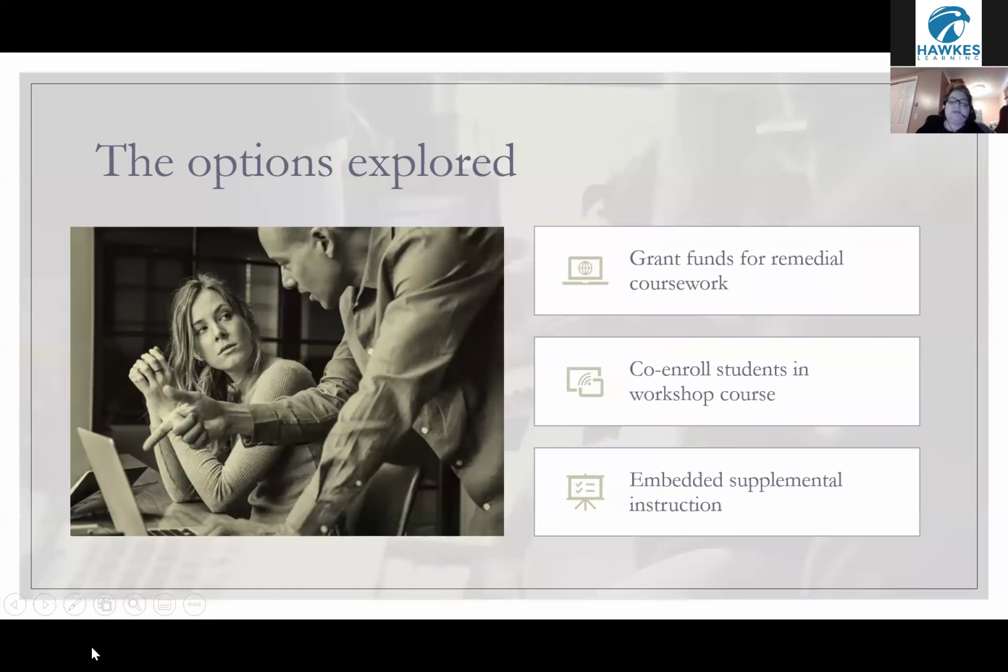So the options that ended up being explored were, first of all, some KCTCS colleges went to grant funds and said, we're going to find grants that are going to pay for remedial coursework. And students were taking those classes in tandem with their Comp 1 course. Other colleges chose to co-enroll students in a workshop course. That was the first thing we at Big Sandy tried.